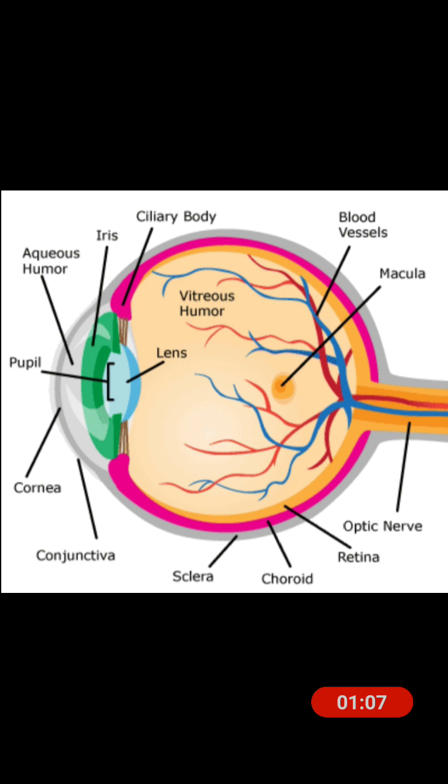So now next is iris. Iris is the colored part of the eye which is involved mainly in controlling the size. The iris increases and decreases the size of the pupil and regulates the amount of light that enters the pupil. Okay, means it becomes big or small according to the light that enters.